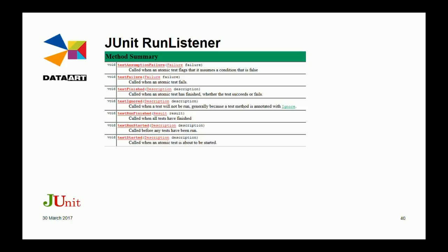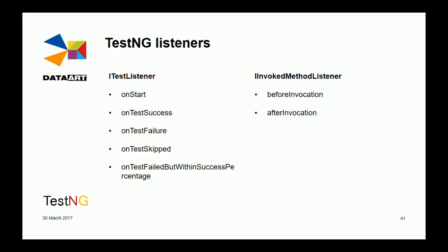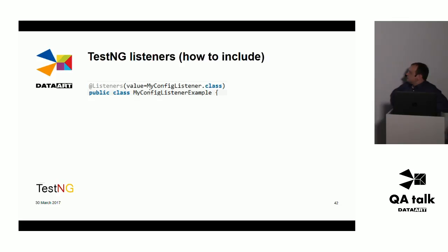Here is an example of how to use this listener. To use this listener, you just need to add this to the POM XML. And in TestNG, there are more listeners, more flexible possibilities. For example, you can listen to your test. You can listen to your method. You can listen, for example, further I would give you more possible variants.